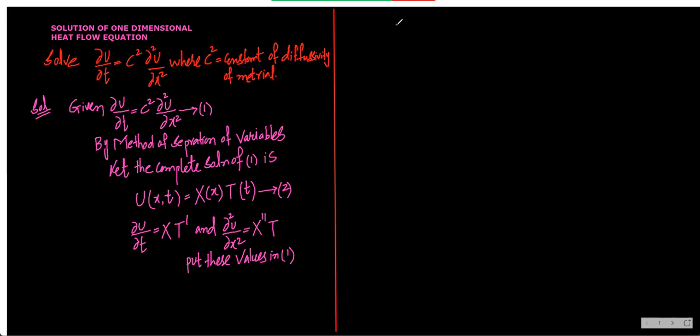Here I will write X T dash as the value of dou u by dou t, is equal to c square, which is a constant of course, times X double dash into T. The inner function will be x; we are not going to write that, we can neglect it, no problem. By separating the variables, it means that we have to write the like terms on one side.